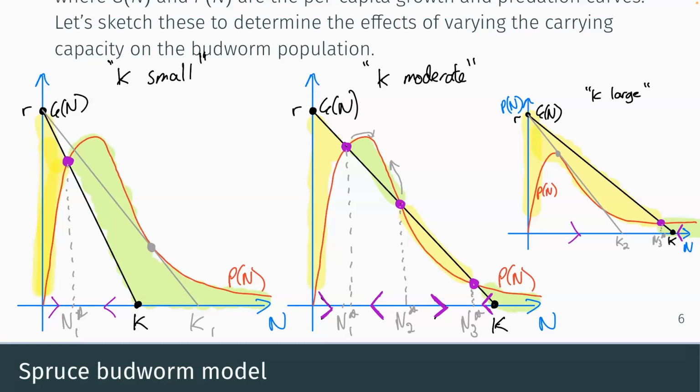So this means between K1 and K2, the N2 star value will be unstable? Yes, exactly. N2 star is always unstable, because these two are always stable. You always have this unstable one between them.